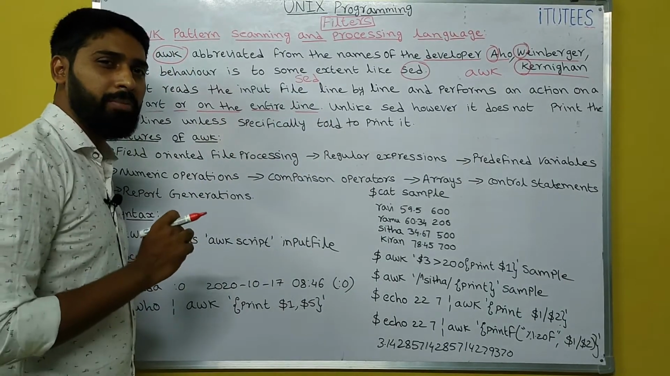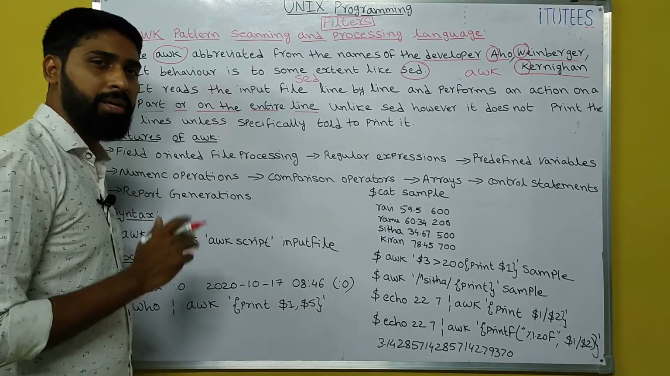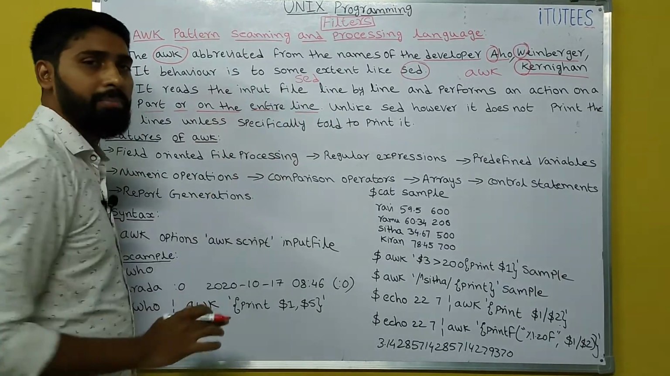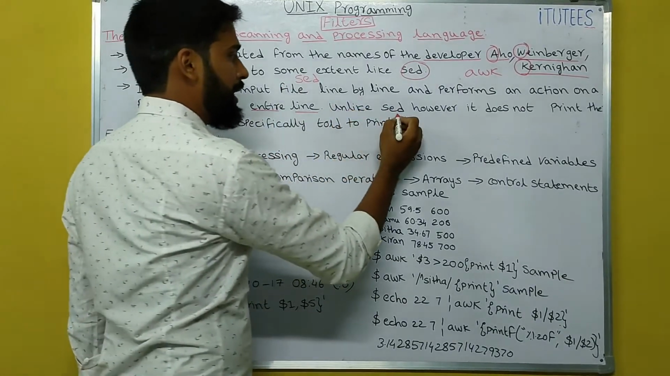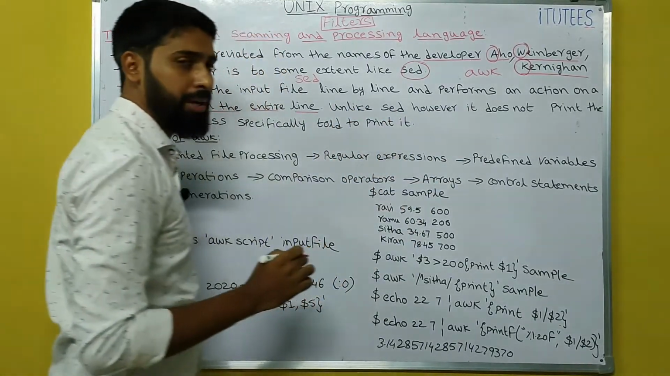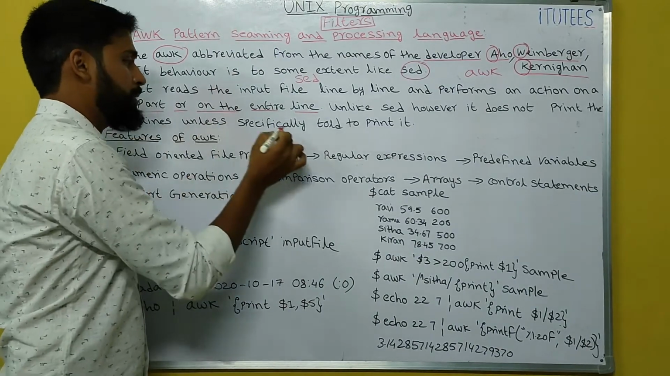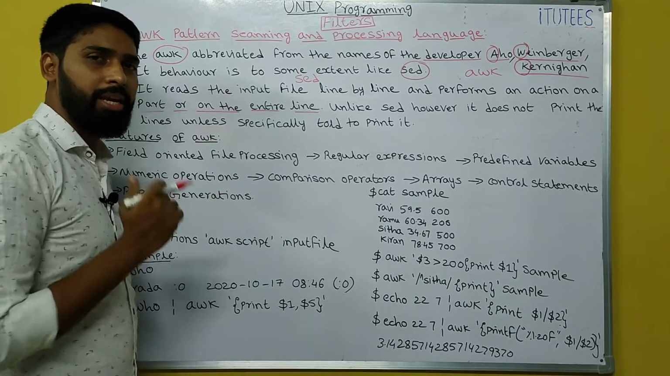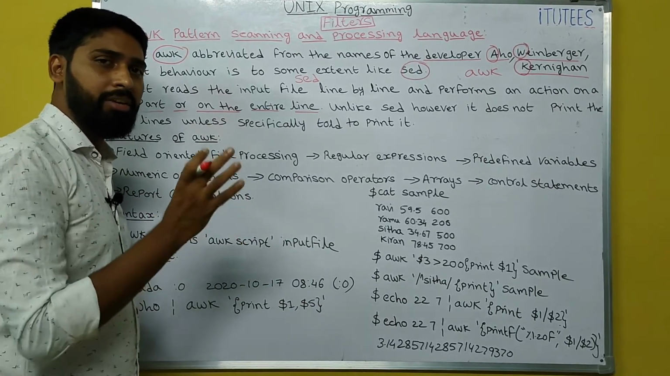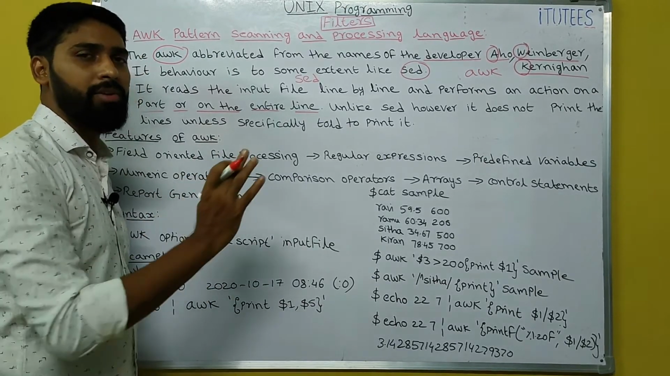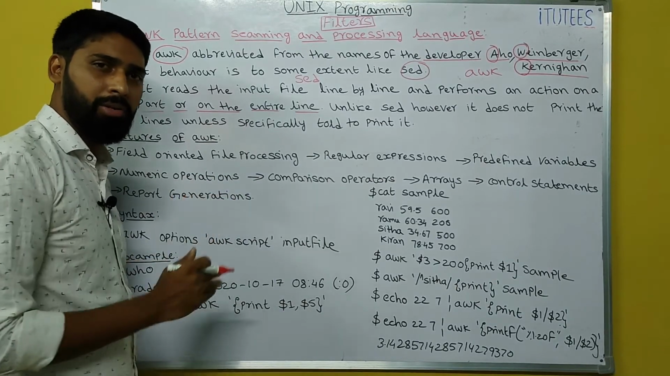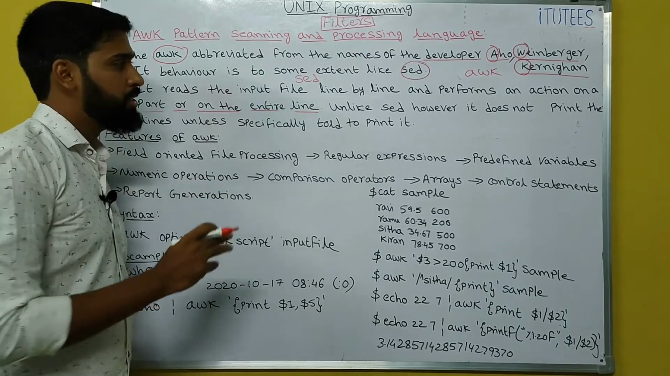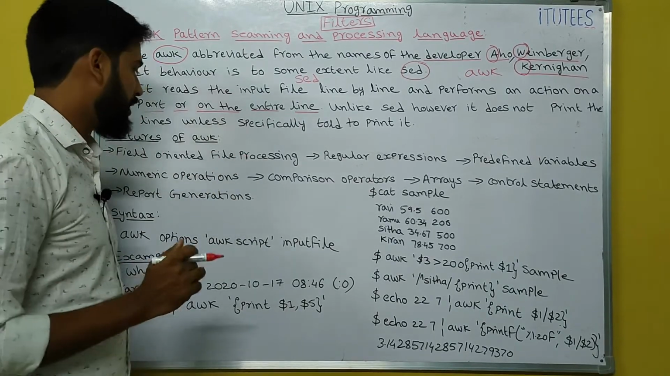So what is the purpose of AWK? The AWK command can apply actions on a file line by line. Unlike SED, however, it does not print the lines unless specifically told to print them. The difference between SED and AWK is that in SED, if the pattern matches the line, it will be displayed. But in AWK, you have to specifically print those lines. That is the difference between SED and AWK.